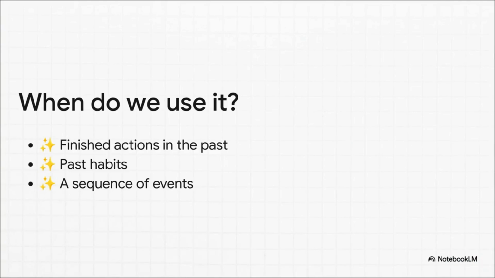Okay, so our time machine has 3 main missions. First, we use it for single actions that are done, finished, over. Like, I watched a movie last night. We also use it to talk about past habits, things you used to do but don't anymore. And finally, it's perfect for telling a story, listing things in order. First this happened, then that, and then something else.